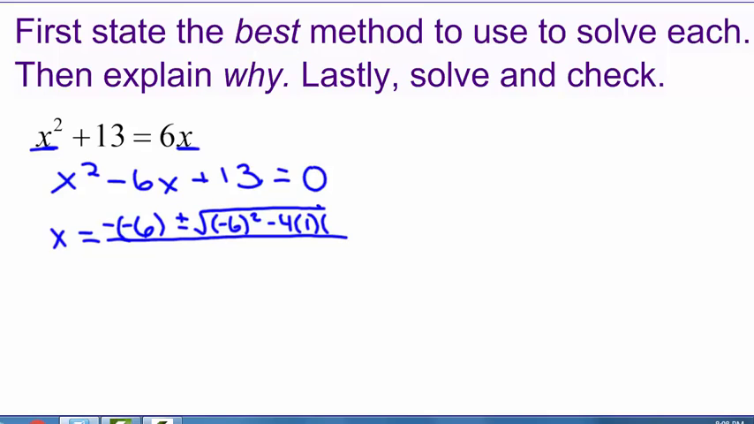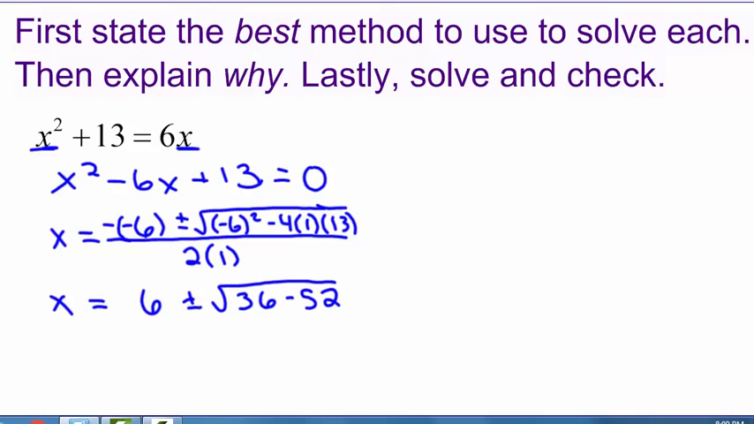The opposite of b, plus or minus the square root of b squared minus 4ac, all over 2a. Here, the opposite of negative 6 is just 6, plus or minus the square root of 36. And then I look here. I have a negative 4, a positive 1, and a positive 13. So I think it's going to be a subtraction, right? Because negative 52 is here. So I have 36 minus 52 all over 2.